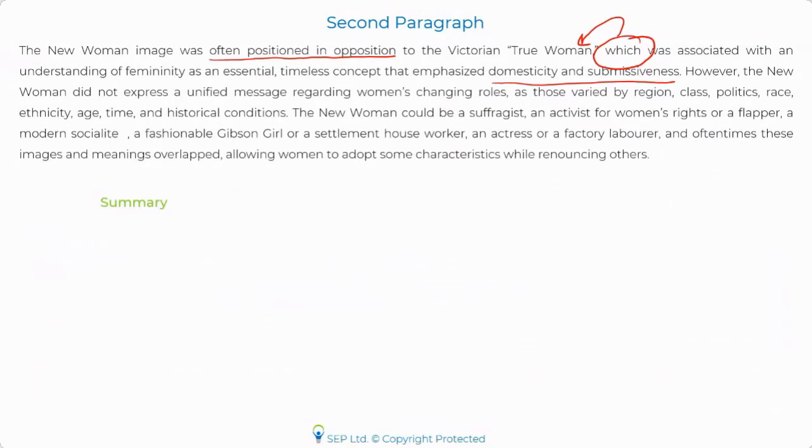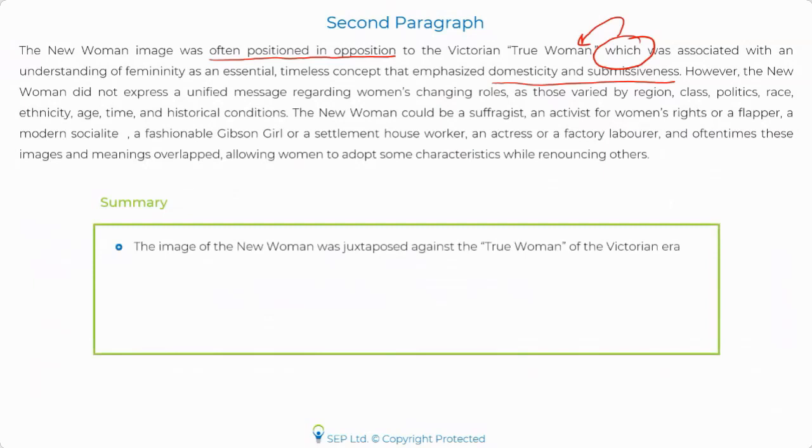All right. So right away, I have the image of the new woman juxtaposed, that is, often positioned against the true woman of the Victorian era. The true woman stressed the image of domesticity and submissiveness. Never mind if you don't know the meaning of submissiveness. All you know is if it is a contrast to the new woman, then it has to be the opposite of what the new woman was. She was more independent, and these people were not that independent. If she was more of a public figure, then these people were more of a domestic figure. So this is how you have to look for context when you have to understand the meaning of words which you don't know the meaning of. All right? Okay.